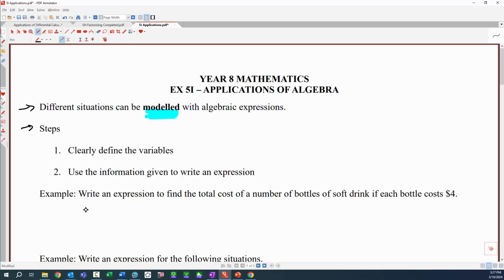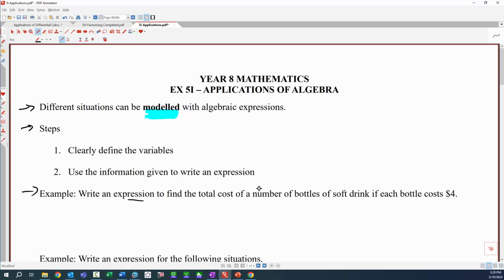Okay, now that you've got those in your books, let's do an example. The first example is this one here. As usual, you're going to write the word example and please write down that sentence there. Write an expression to find the total cost of a number of bottles of soft drink if each bottle costs $4.